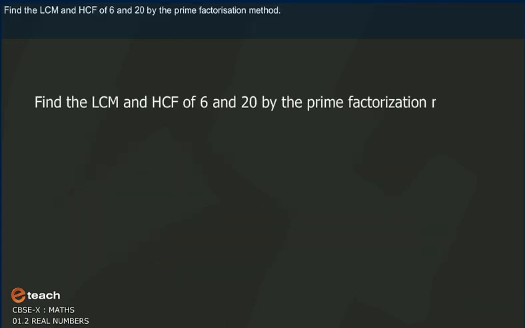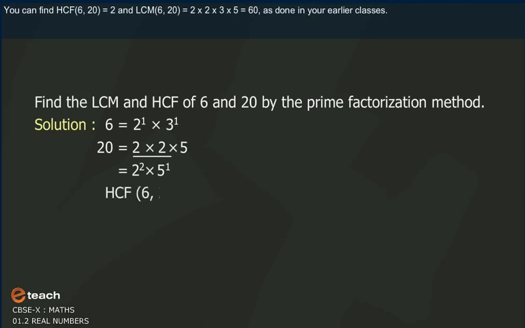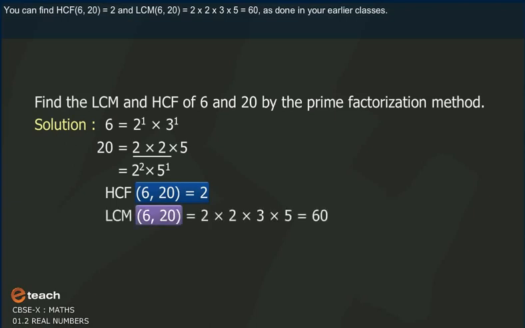Find the LCM and HCF of 6 and 20 by the prime factorization method. We have 6 is equal to 2 raised to 1 into 3 raised to 1, and 20 is equal to 2 into 2 into 5, that is 2 square into 5 raised to 1. You can find HCF of 6 and 20 is equal to 2 and LCM of 6 and 20 is equal to 2 into 2 into 3 into 5 is equal to 60, as done in your earlier classes.